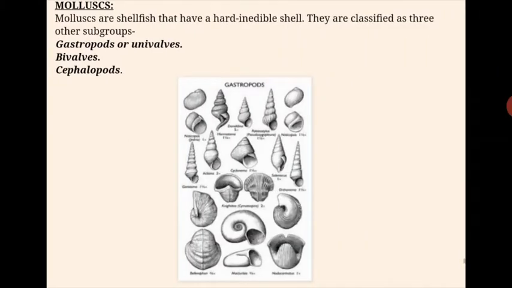Next is mollusk. Mollusks are the shellfish that have a hard, inedible shell. They are classified into three subgroups. First is gastropod or univalves. Second one is bivalves and the third one is cephalopods. These are the examples.